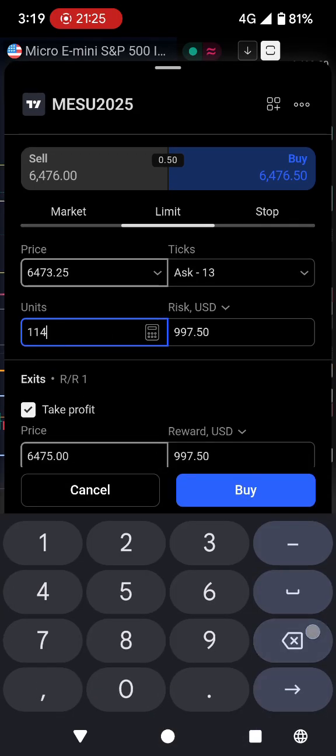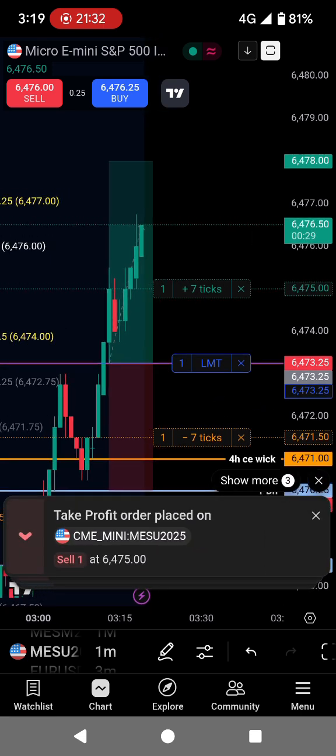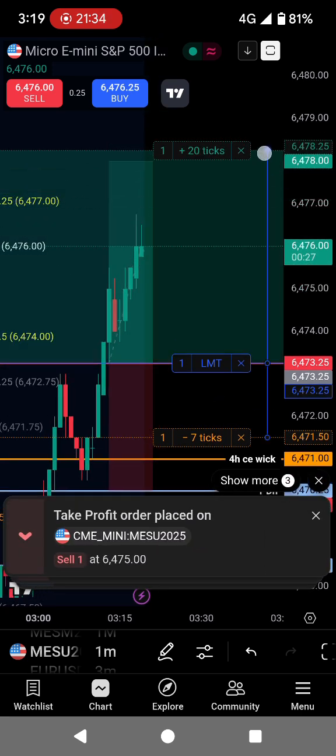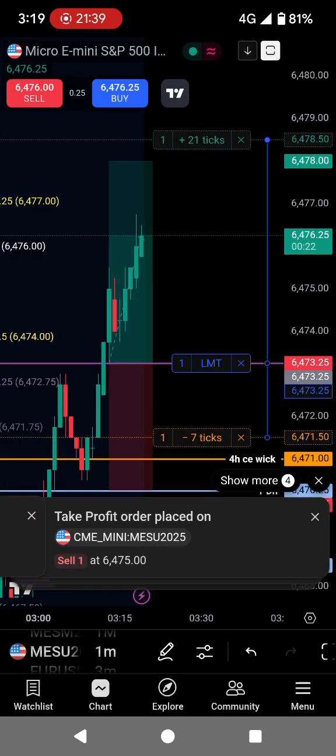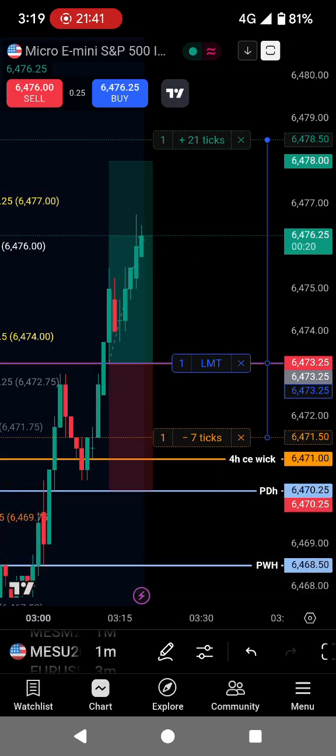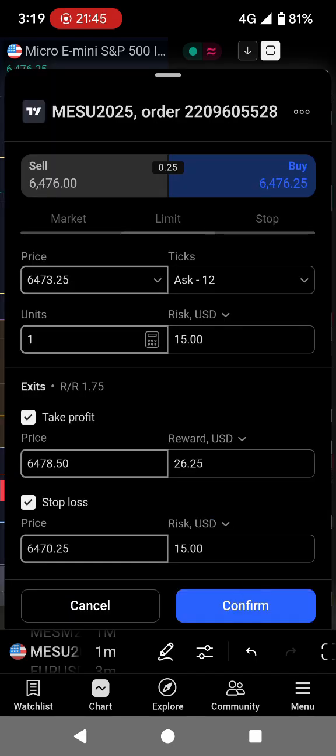And then what you can do is just submit to it. So what I'm going to do is just place this order and close the charts. This is going to take 21 ticks. And let's see, go to a higher time frame and see if we can get more levels or not. So stop loss below here.